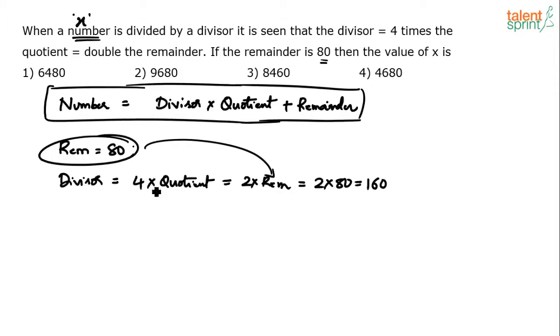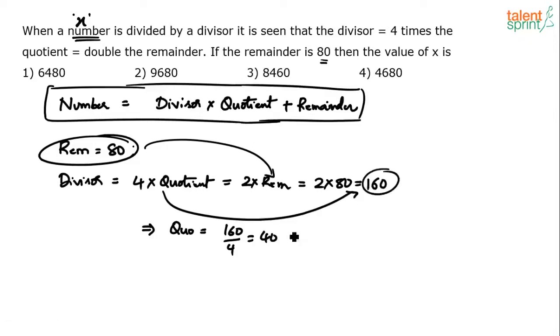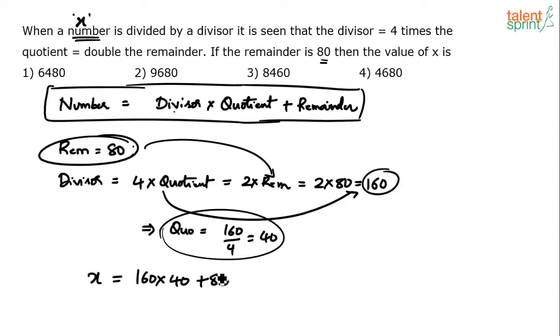Now I also know that 4 times the quotient is 160. So the quotient is 160 by 4, which is equal to 40. Done. So you know the remainder, the divisor, and the quotient. Substitute. So that number x will be equal to divisor into quotient, 160 into 40, plus the remainder 80. Now 16 into 4 is 64, 64 into 100, 6400 plus 80, 6480. Option 1 is the answer.